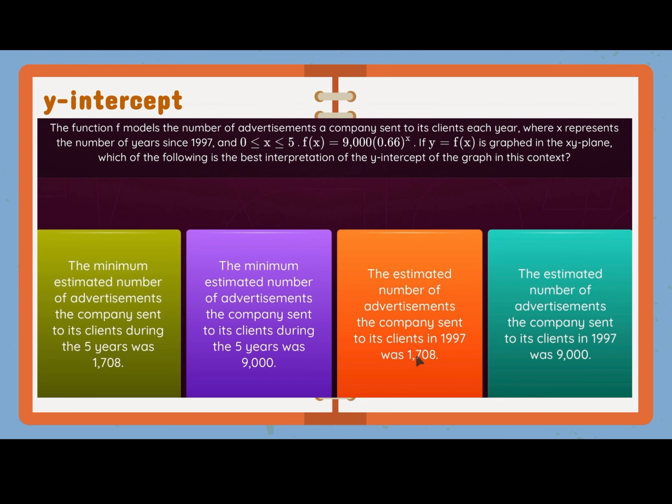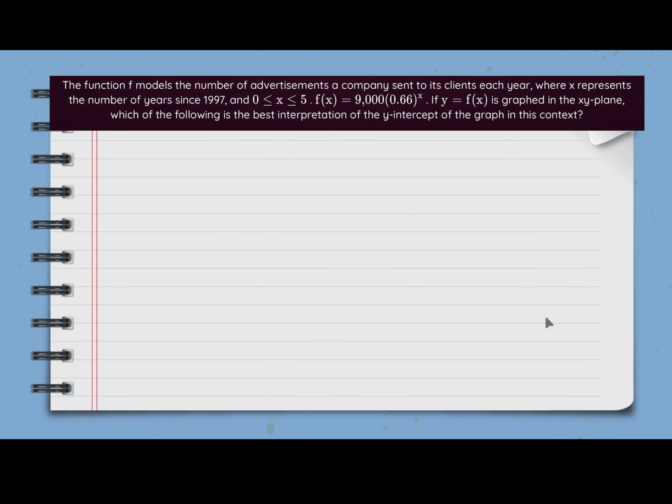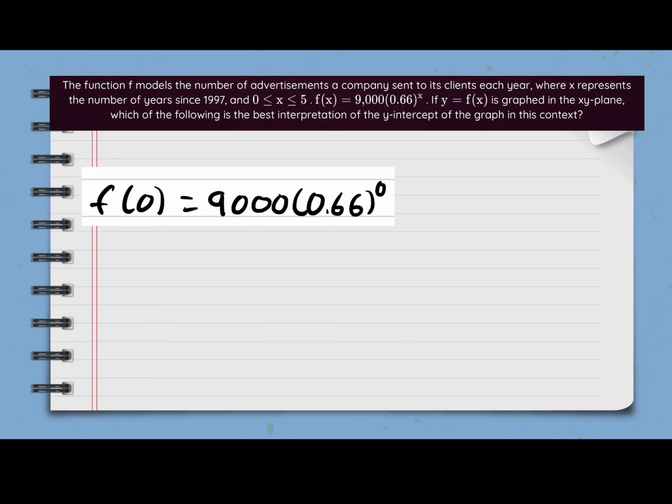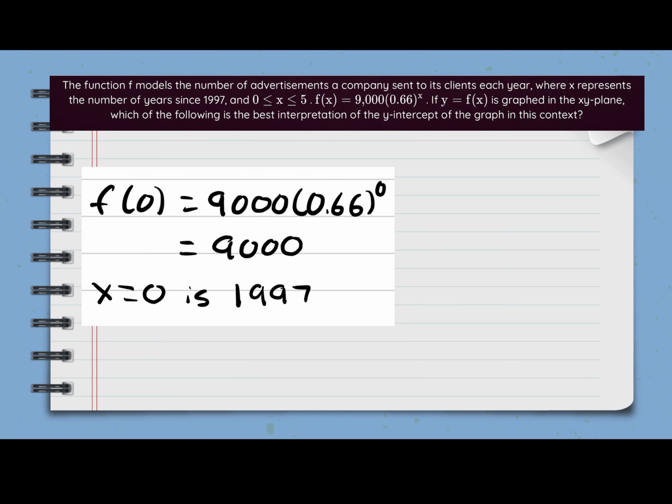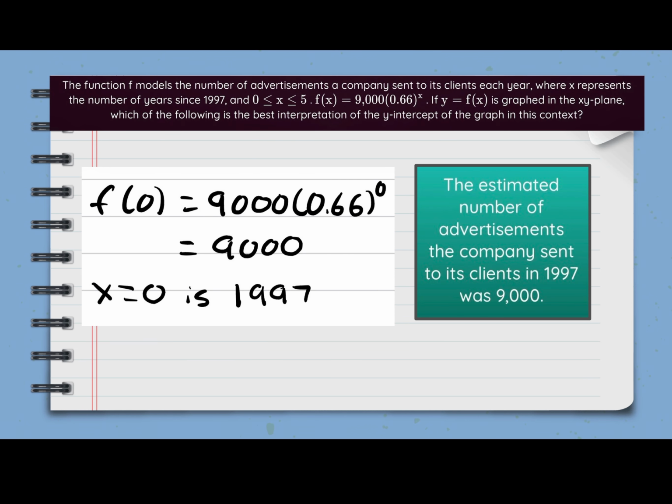Now we just have to figure out if the number of advertisements was 1,708 or 9,000. The best way to do that, again, y-intercept, you just plug in x equals 0, and we have 9,000. And again, x equals 0 represents the year 1997, meaning this option: the estimated number of advertisements the company sent to its clients in 1997 was 9,000. So that's the last question for today.